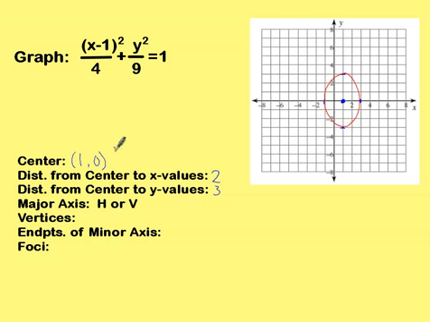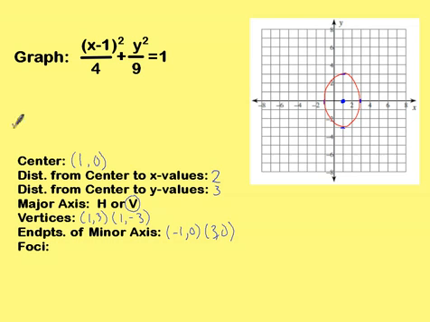Once you've drawn your ellipse, you can see that the major axis, which is the longer of the two, is definitely vertical. You could actually see that from just looking at the equation. The 9 is greater than the 4. And the vertices are these endpoints, so 1, 3, and 1, negative 3. The endpoints of the minor axis are going to be negative 1, 0, and 3, 0.